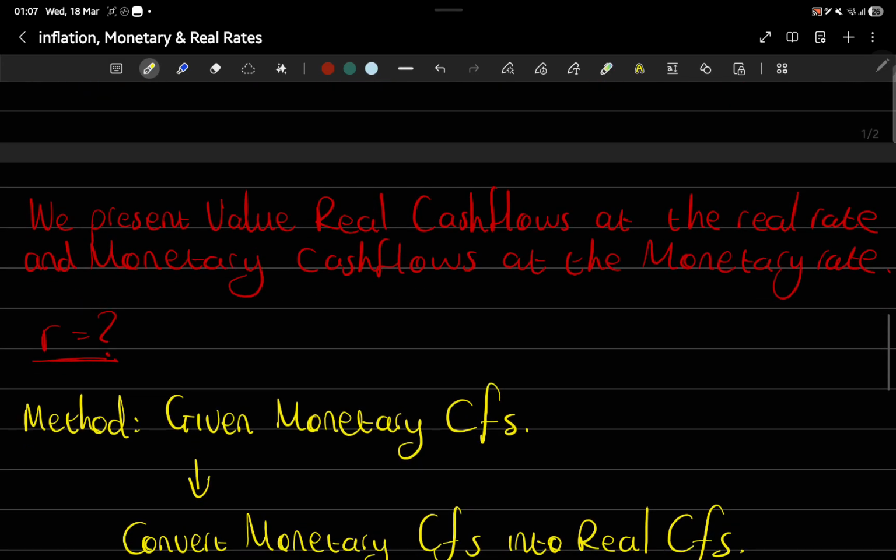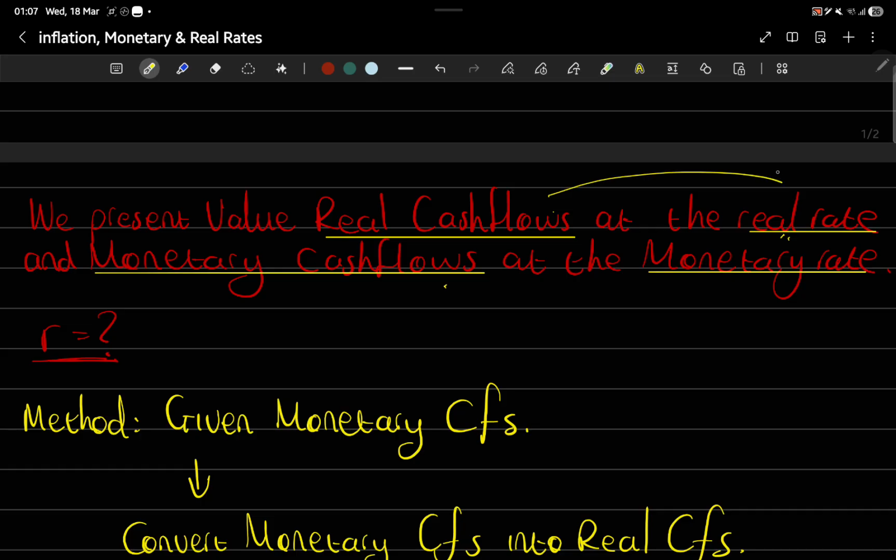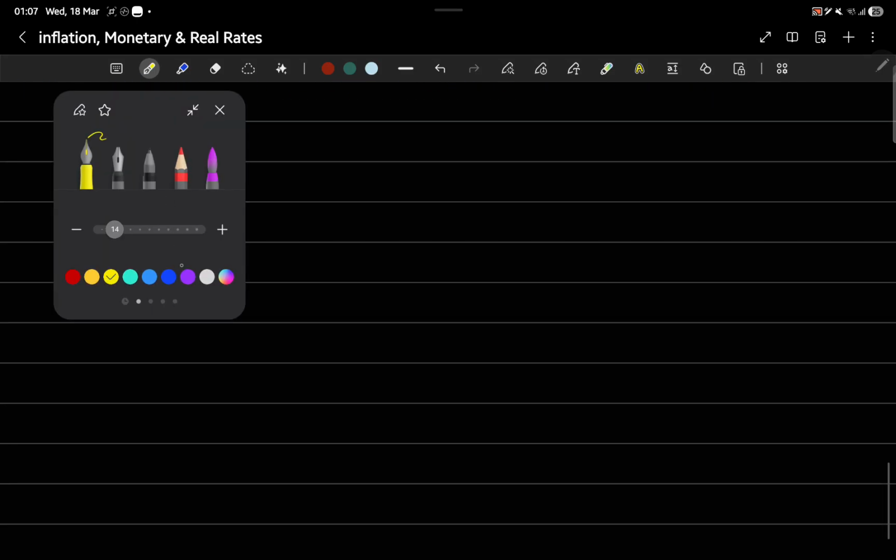That's usually the method. The reason why we need to distinguish between the real cash flows and the real rate, and the monetary cash flows and the monetary rate, is that you cannot present value real cash flows with monetary cash flows. You cannot present value monetary cash flows with the real rate. You have to use the corresponding rate for the corresponding cash flows. Real cash flows are present valued or accumulated using the real rate, and monetary cash flows are accumulated or discounted using the monetary rate.